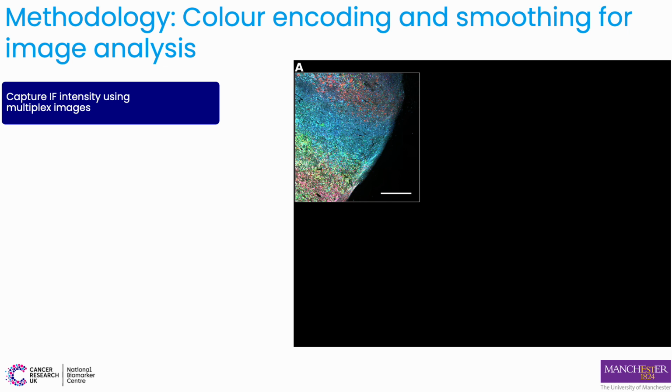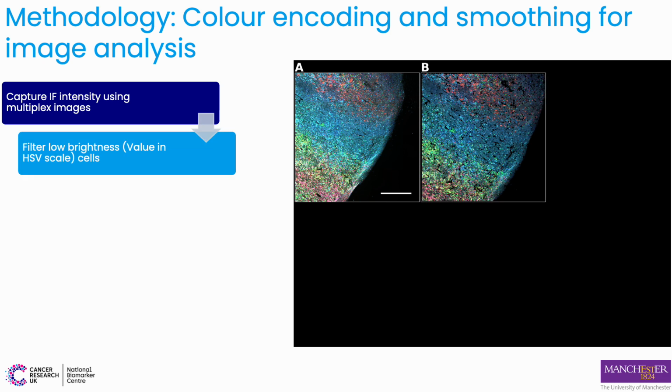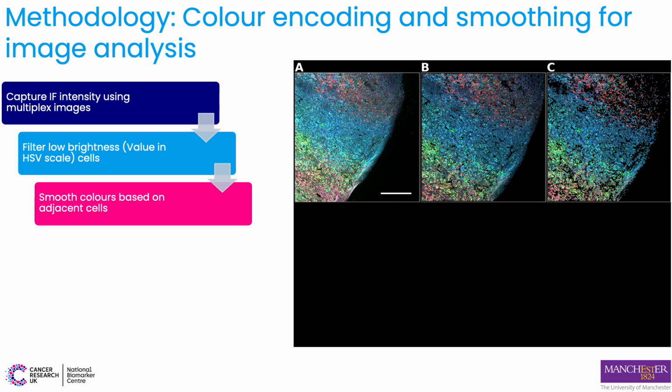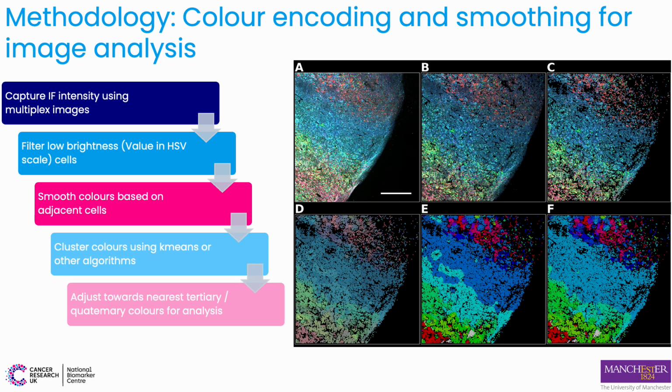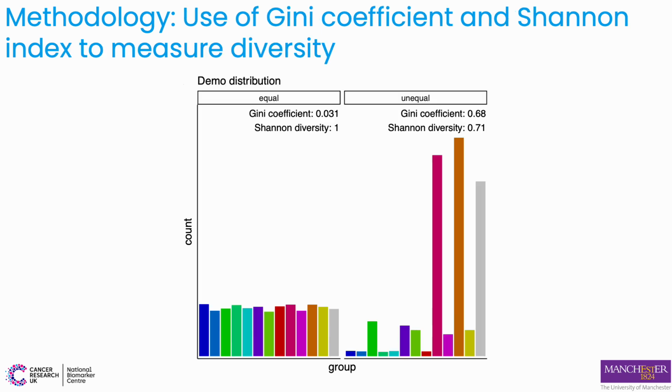Now, to address some of these issues, we have developed a color encoding pipeline for image analysis. After screening for the highest value colors, the color is then smoothed based on the adjacent cells. This encourages the adjacent cells to have similar colors for clustering. Colors can then be clustered using k-means, and additional rounding towards the nearest tertiary colors may help remove some of the variations from shading or other variants.